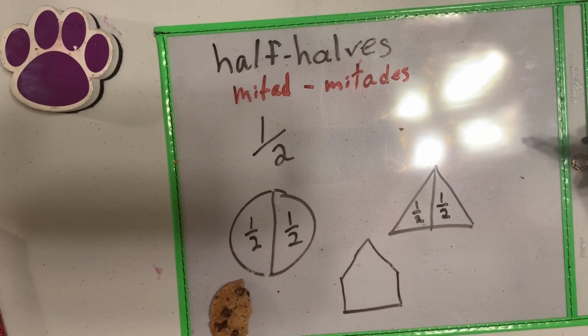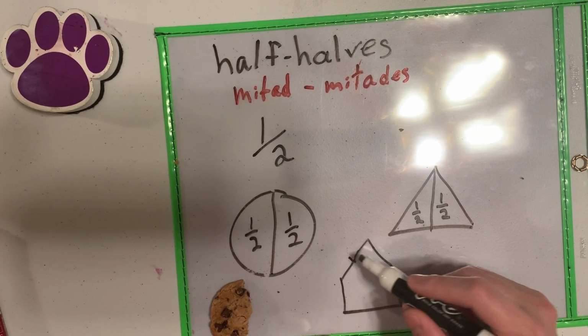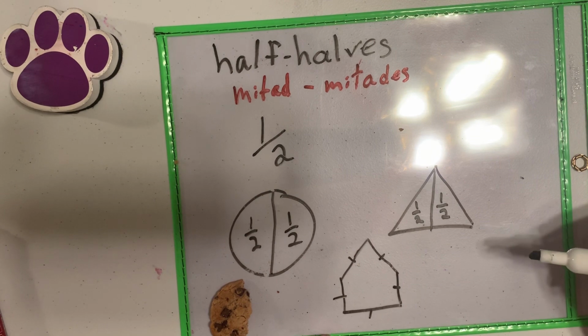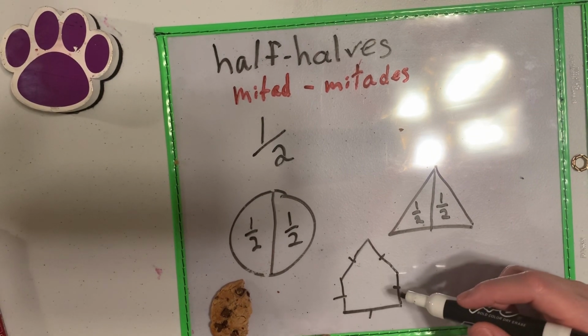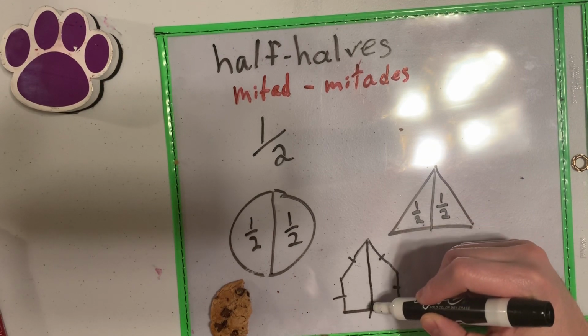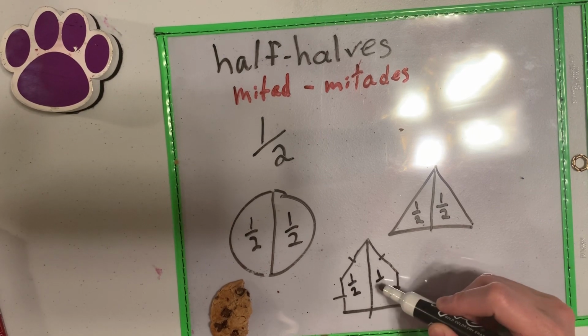And this is the pentagon. Pentagon means it has 5 sides: 1, 2, 3, 4, 5. If I want to divide it into equal parts, I'm going to draw a line right down the middle of my pentagon. And I have 1/2 and 1/2.